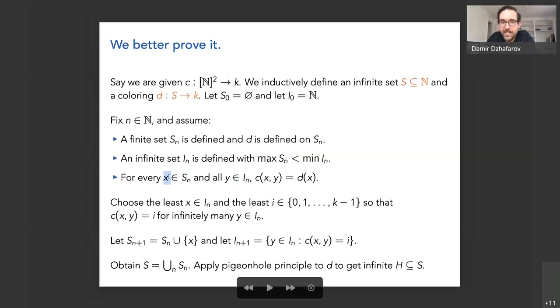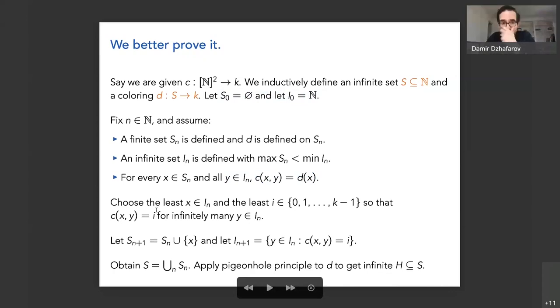So if you give me some X in Sn, and you give me any Y in In, that color is fixed. It depends only on X, and in fact it's equal to the color that D assigns it. So D is defined on X. It's some color, red, blue, green, and for any Y you give me in this reservoir In, C of XY is equal to that D of X color. This is just our assumption. Surely it's true here.